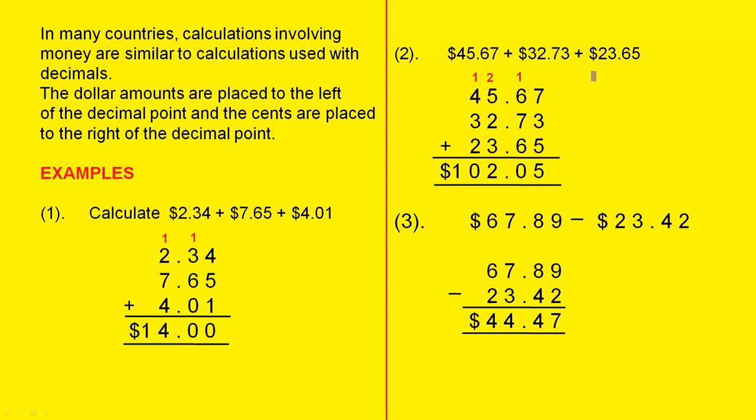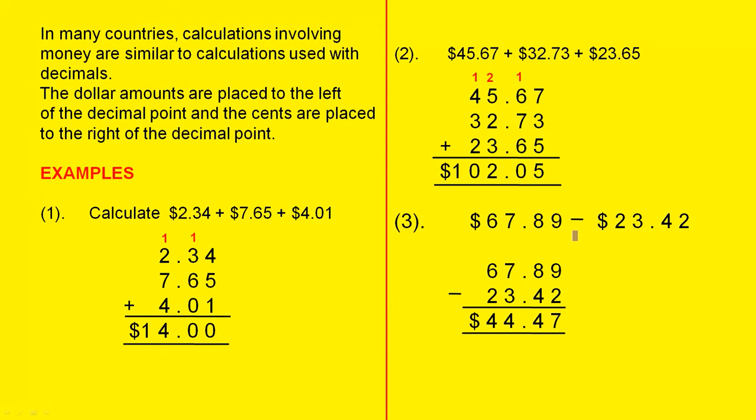Adding these three amounts here, similarly we place them perfectly aligned and also the decimal points perfectly aligned. We do our normal addition with our normal trading and we get $102.05. As we said earlier, they are the dollars because it's to the left of the decimal point, and these are the cents to the right of the decimal point.